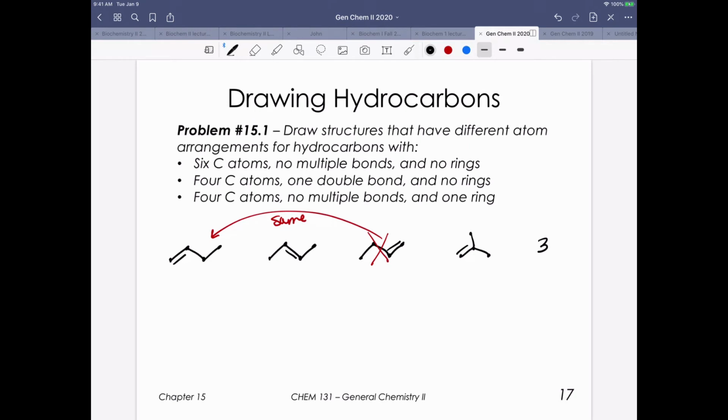All right, 4 carbon atoms, no multiple bonds, 1 ring. All right, so if I have 4 dots that I'm essentially going to be making in a ring, I guess that makes a square, right? Okay, that's actually what we'd call a cyclobutane ring. Again, we're not going to worry about naming things, but that's what that guy is.